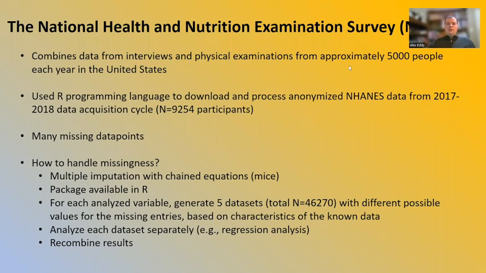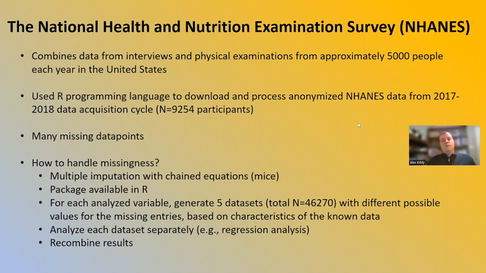So the data set we chose to use for this study is NHANES, which stands for the National Health and Nutrition Examination Survey. This is publicly available data that was comprised of data from interviews and physical examinations from approximately 5,000 people each year in the United States. We used the R programming language to download and acquire the data from the 2017 to 2018 acquisition cycle, which gave us an N of 9,254 participants.